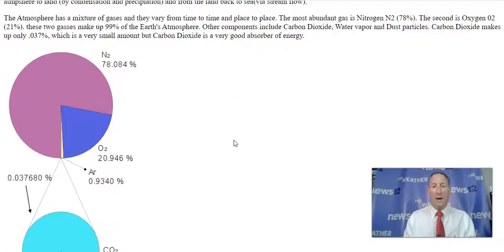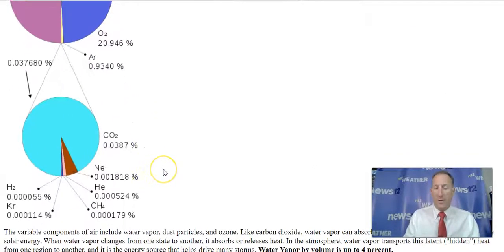Then we have a lot of minor gases, okay? And some of these gases, which are very small, do have a huge impact on our life on Earth. So the three gases that make up about 99.9% of the atmosphere: nitrogen is number 1, followed by oxygen, and then argon is very, very small. And then we have our other gases: carbon dioxide, helium, methane. These are very small gases, but they're also very important.